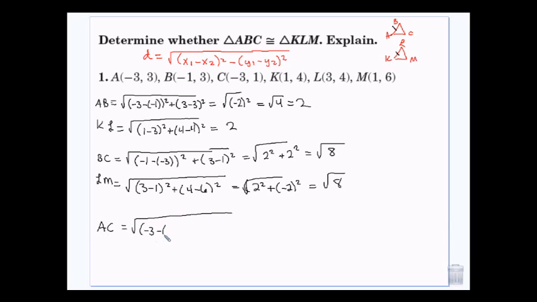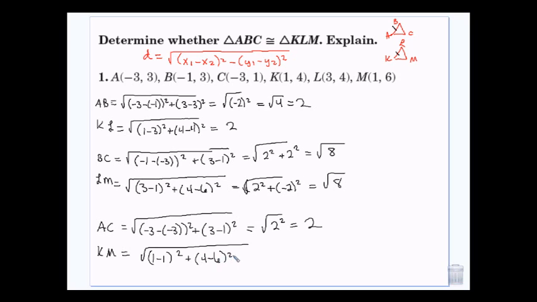So -3 minus -3 squared plus 3 minus 1 squared, 0. And 2 squared. And then KM, I have 1 minus 1 squared plus 4 minus 6 squared, which equals the square root of -2 squared, which is 2. They are congruent. And they're congruent by side, side, side. Okay, everybody should get this one.